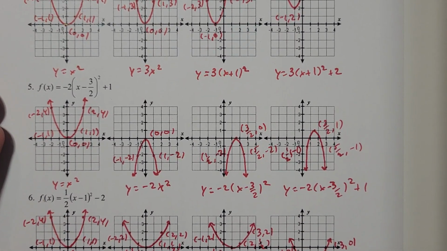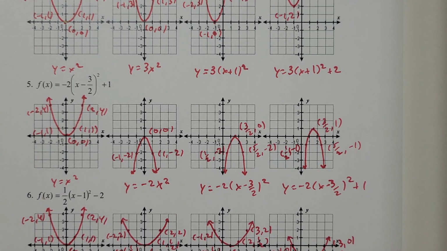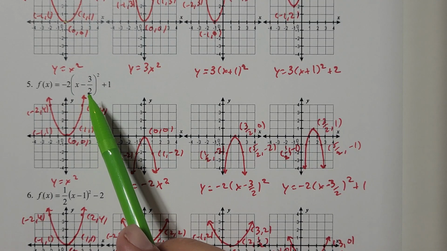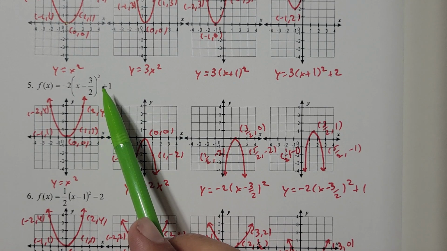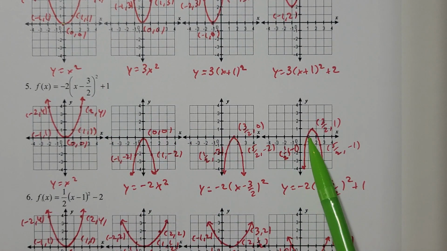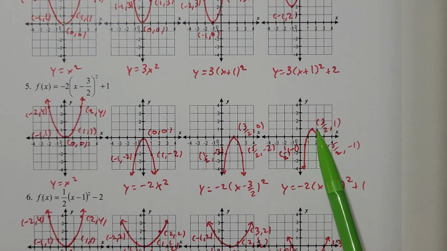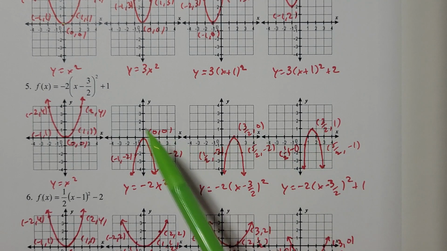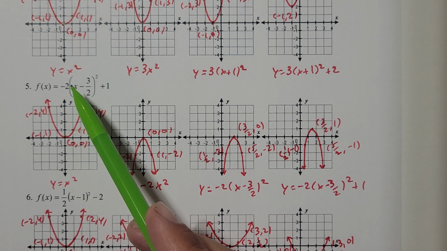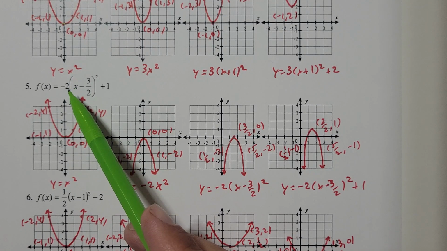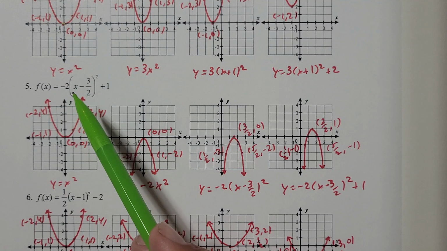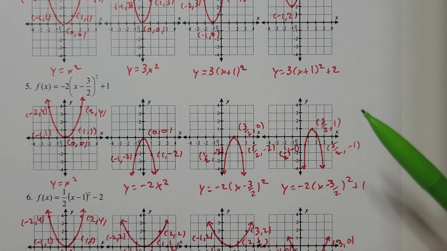Let's try problem 5 there. So we're going to graph f of x equals negative 2 times (x minus 3 halves) squared plus 1, using what we know about transformations. Now the vertex is going to be at the point (3 halves, 1). So in my answer here, if I'm not landing at (3 halves, 1) for the vertex, something went wrong. Also, this parabola is going to open down, right? Because there's a negative 2 in front of the (x minus 3 halves) squared.